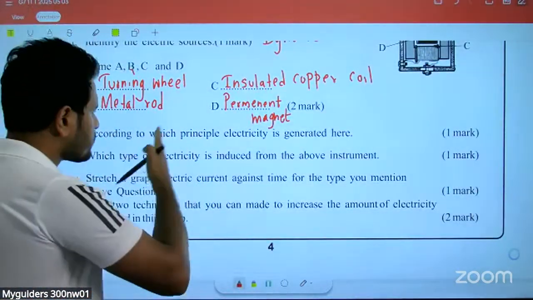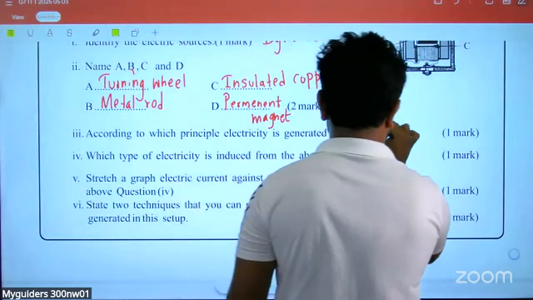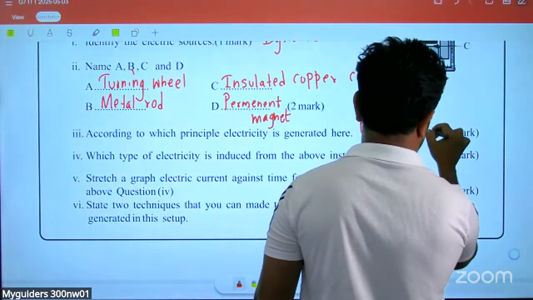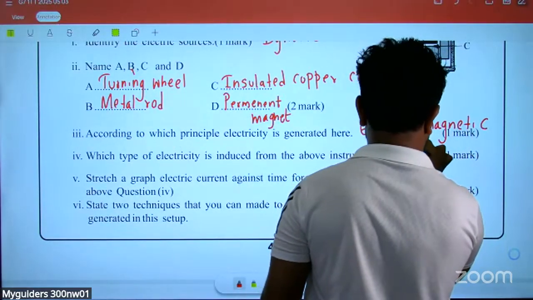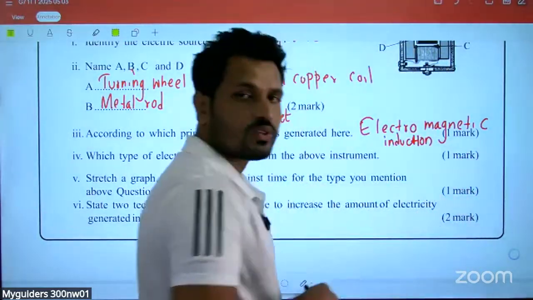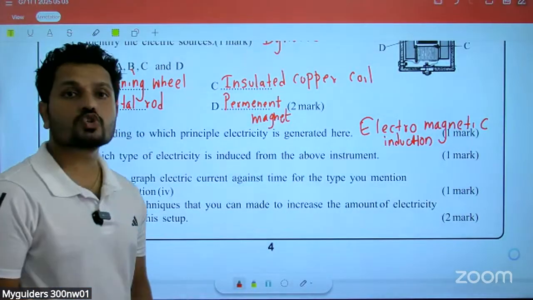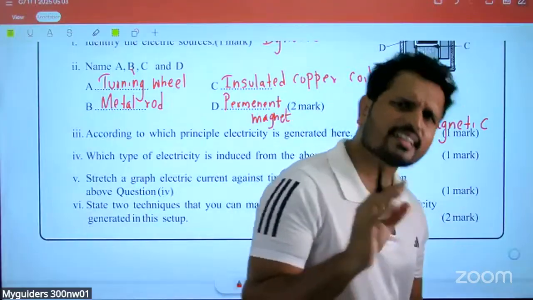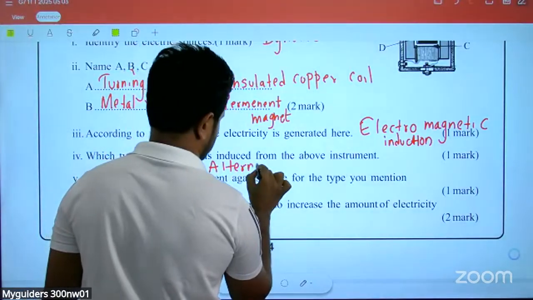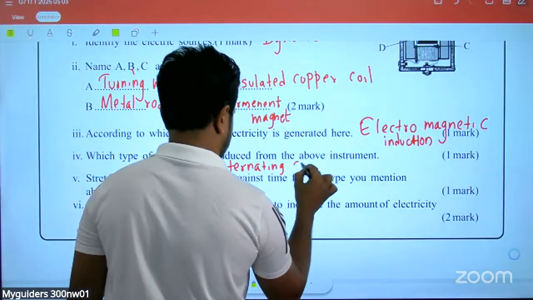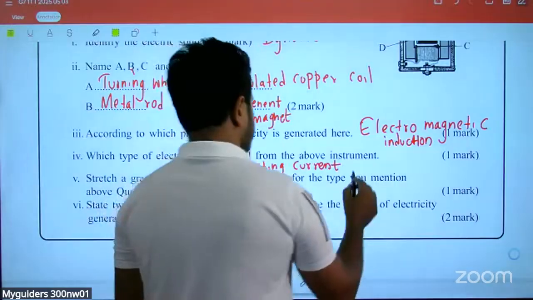According to which principle is the electricity generated here? According to electromagnetic induction. Which type of electricity is induced from the above instrument? What kind of current comes out of this instrument? Alternating current, or AC current.